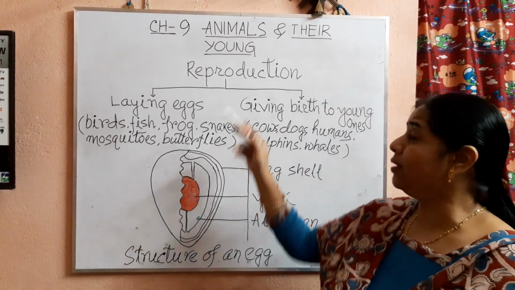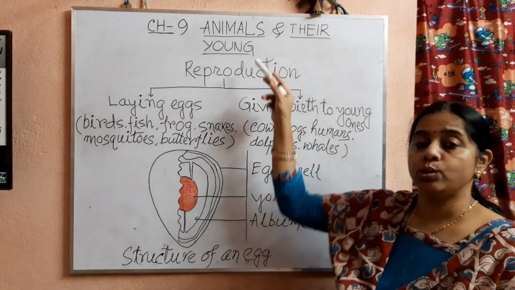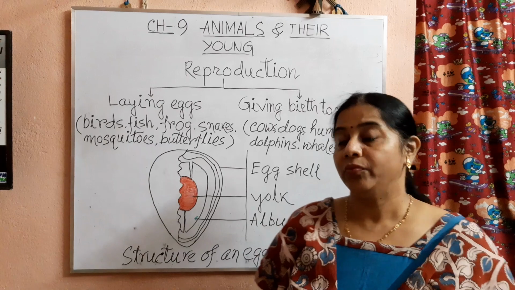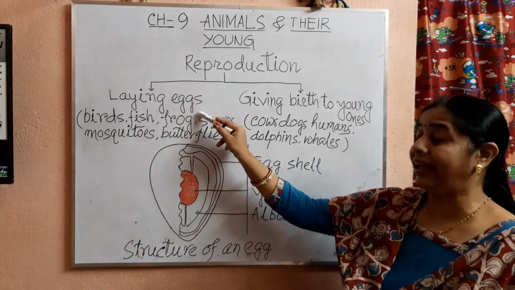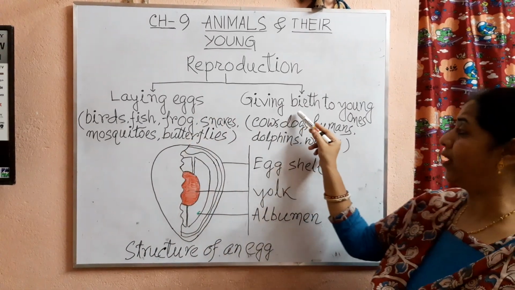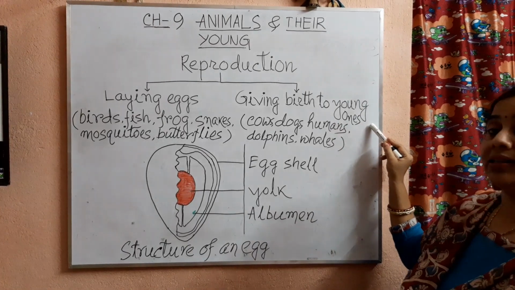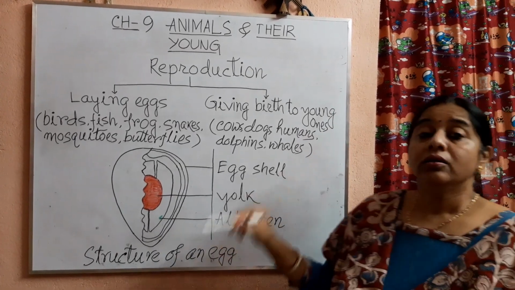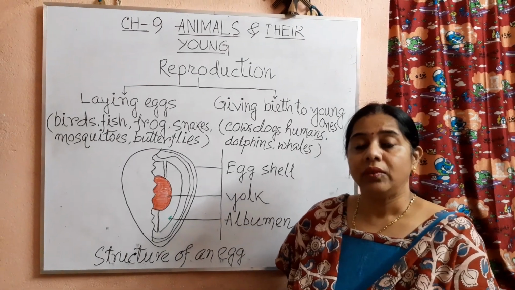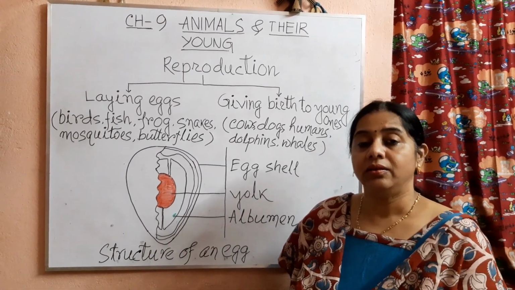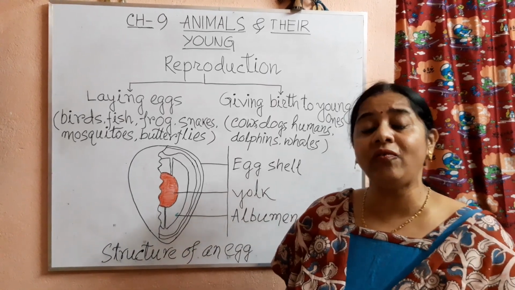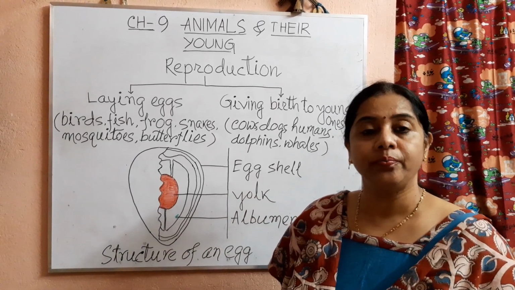Children, animals reproduce through two processes, two ways. First one is by laying eggs and the second one is by giving birth to young ones. Children, mammals, these animals reproduce by giving birth to young ones or by giving birth to babies.